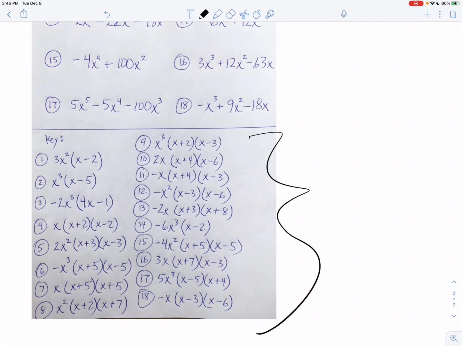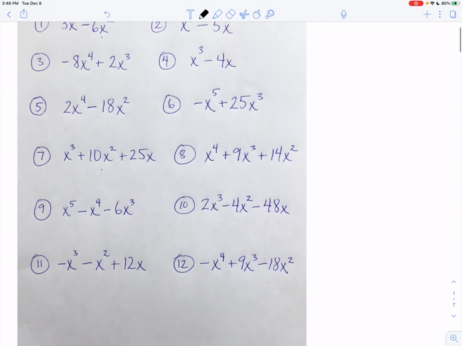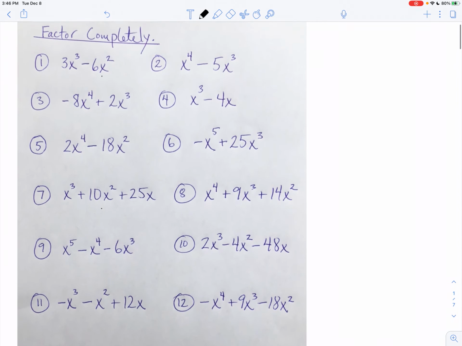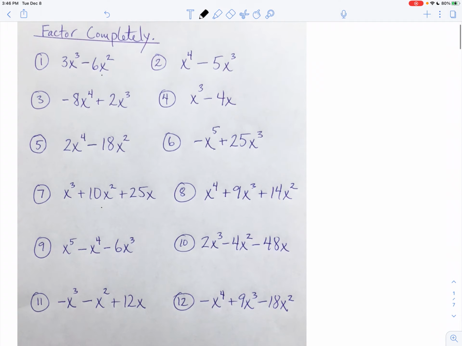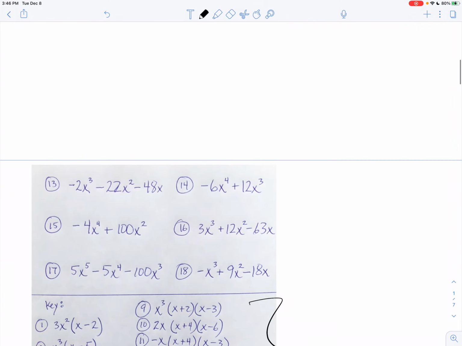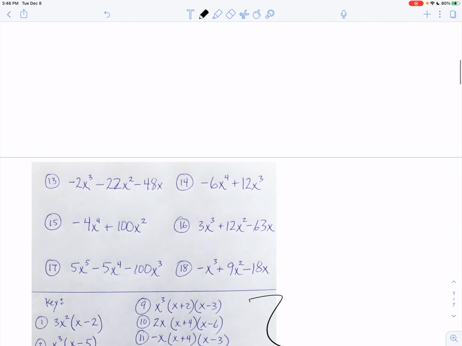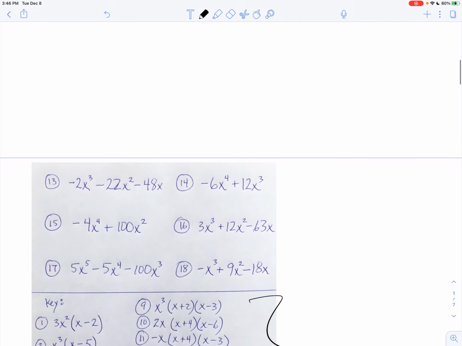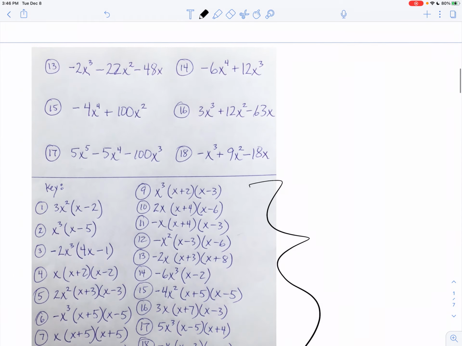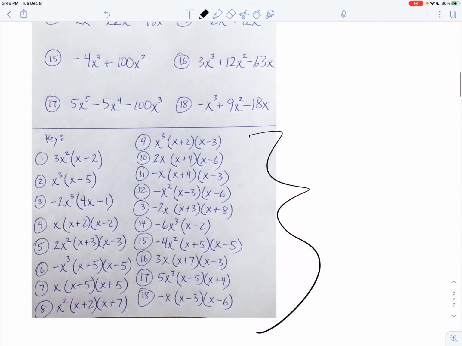And you'll notice every single problem has a GCF in it because I want you to practice the steps for factoring stuff completely. So once again, let's go up, pause it, take a picture of it so you can do them. There's 12. Pause it, take a picture of it. There's the other 6. Pause it, take a picture of it so you can check those answers.